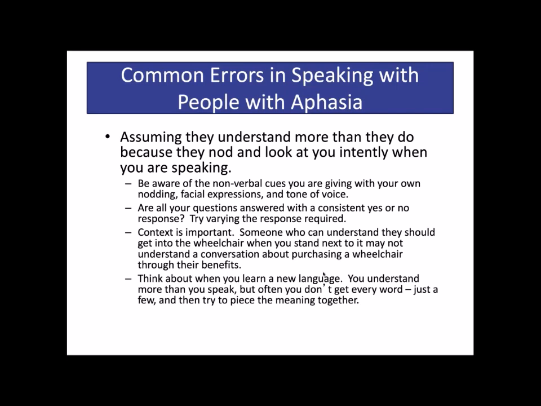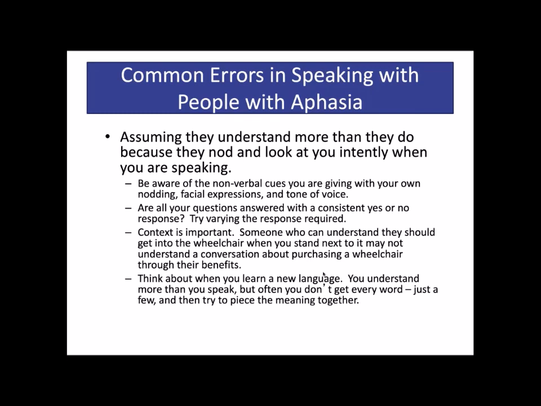Now, here are some common mistakes that people make when speaking with someone with aphasia. The first is assuming that they understand more than they do because they nod and look at you intently while you're speaking. So they are using the nonverbal cues you're giving off with your own body language, your own facial expressions and tone of voice. They may not be understanding all of your words, but they're acting like they understand because they don't want to stop you from your normal communication.